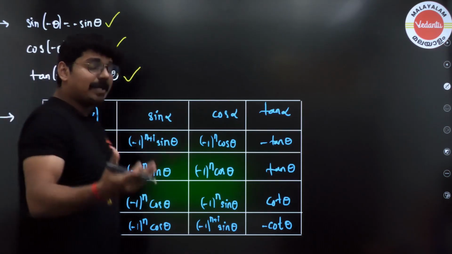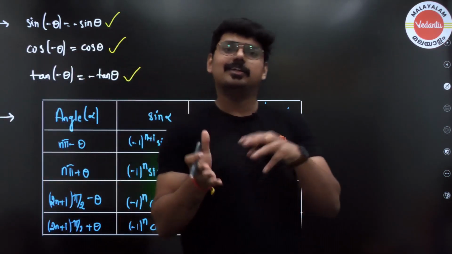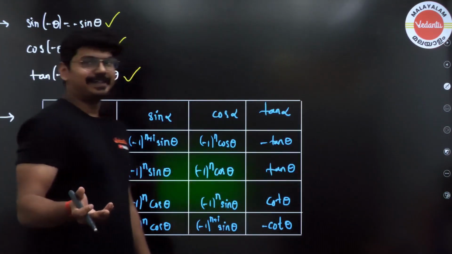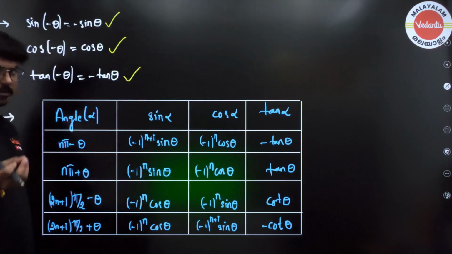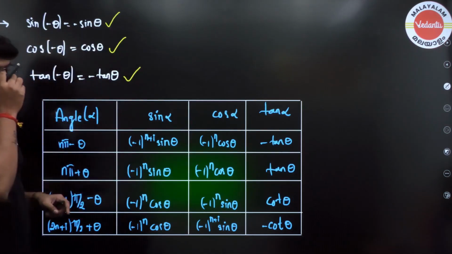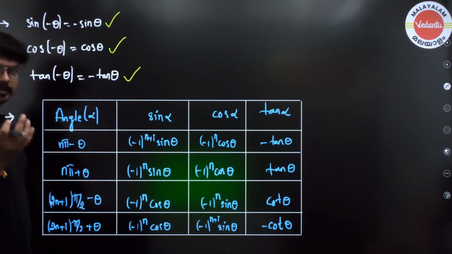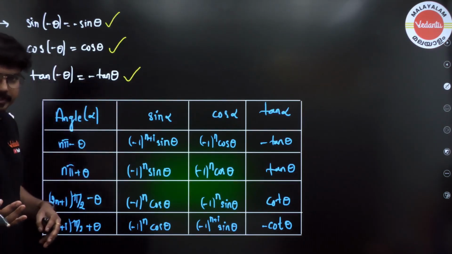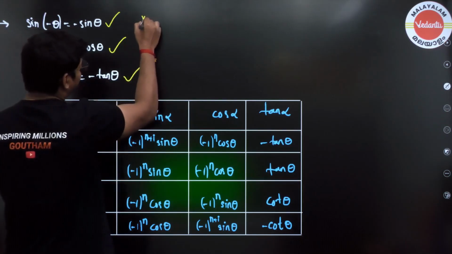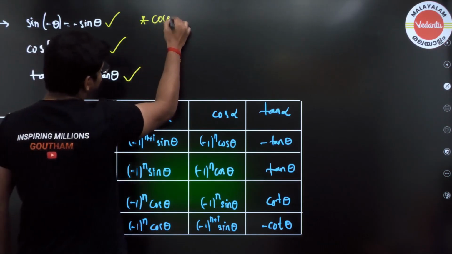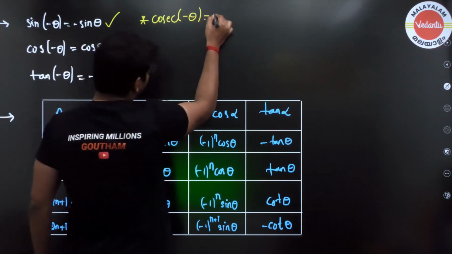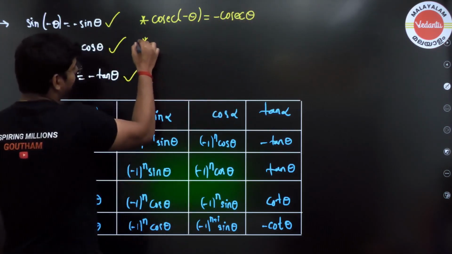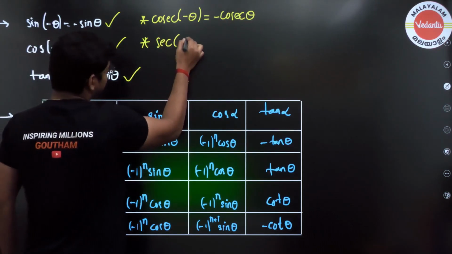And then you might be wondering, what about cosecant theta? What about secant theta? What about cot theta? Well, for that, a pretty simple logic. If sine of minus theta is minus sine theta, don't you think the reciprocal of sine is also going to follow the same logic? So we can say that cosecant of minus theta is also going to become minus cosecant theta. Similarly, I can write down secant of minus theta.